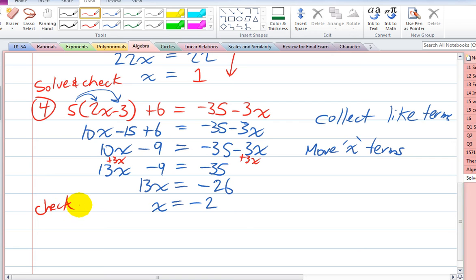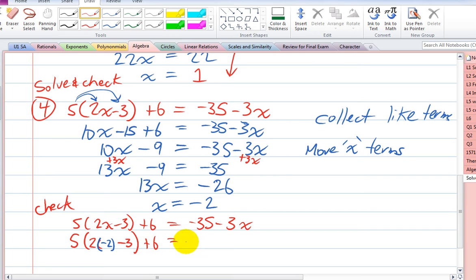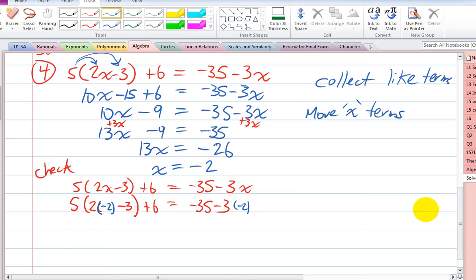So we're going to start by writing down the original question. 5 bracket 2x minus 3 plus 6 equals negative 35 minus 3x. Then substitute in. This is where it can get complicated. I've used the blue pen to show you that's a multiplication.